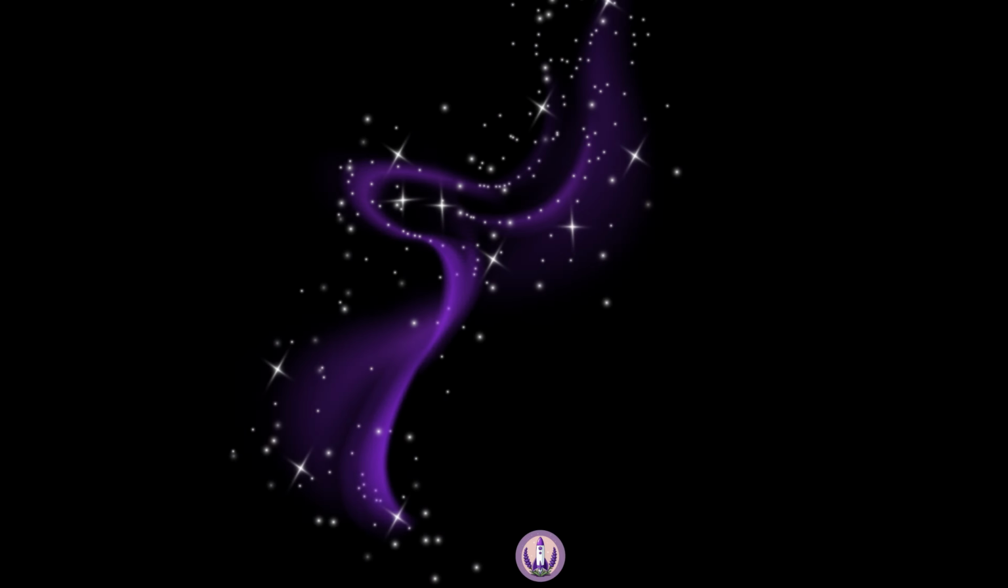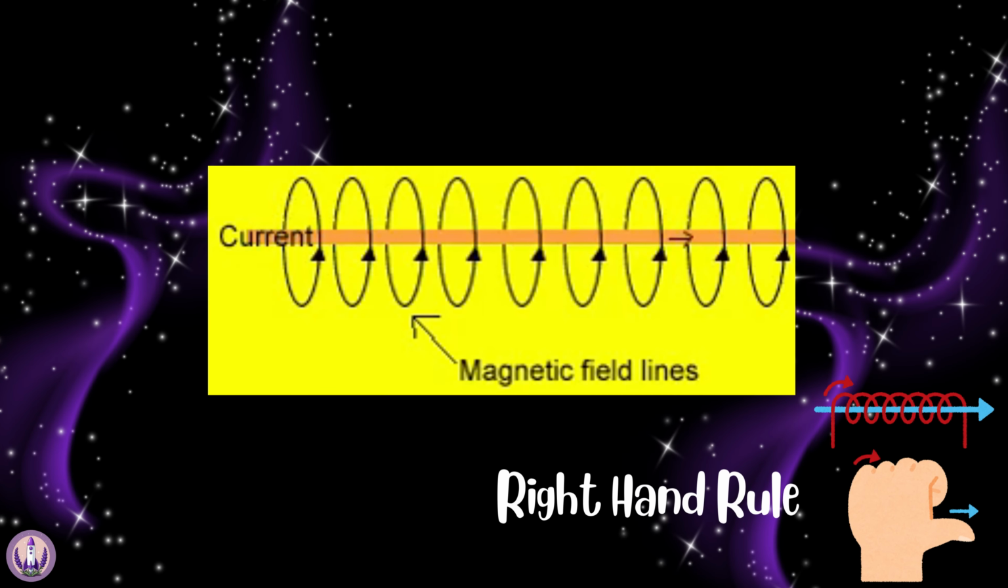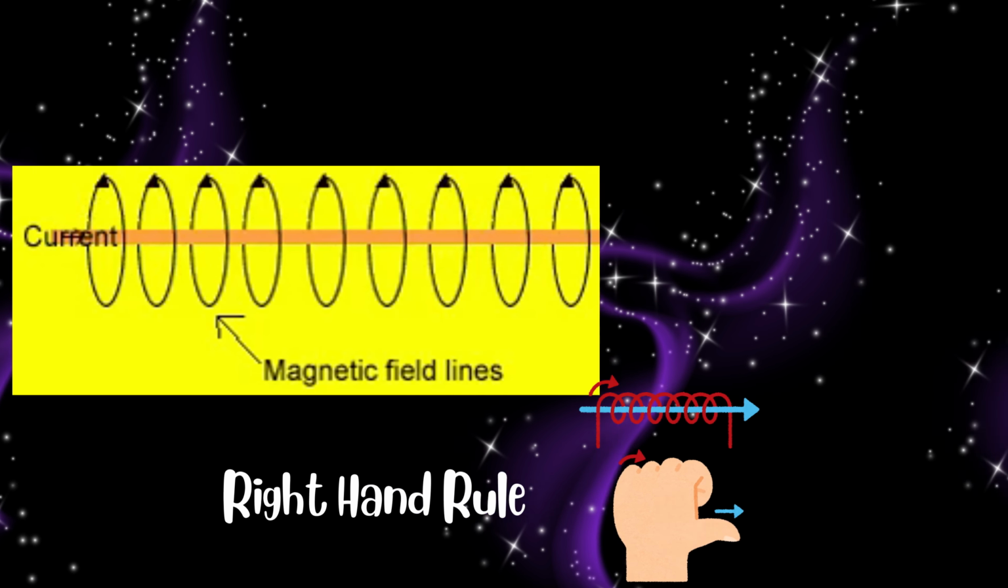Here current is flowing in a wire towards the right. We can use the right-hand rule to determine the direction of the magnetic field, which is always in the form of a loop for current-carrying wires.